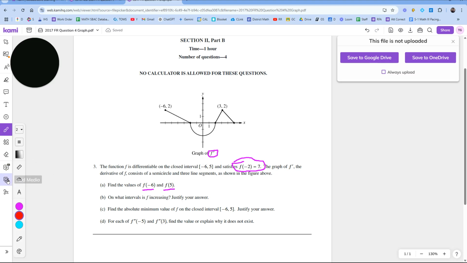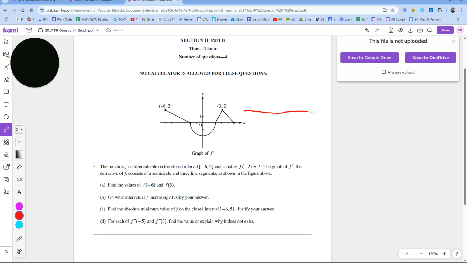This graph that I'm looking at is not f. So the worst thing we can do is go, oh, look where it's increasing. So I can see where it's going up to the right. Well, that would be true if it was f, but the derivative it is not. So instead, to know where it's increasing, I'm going to draw a number line.